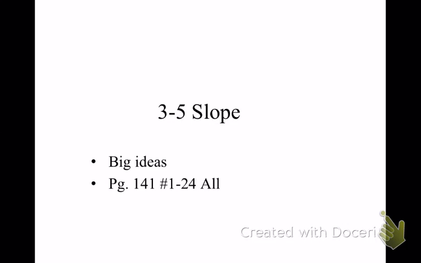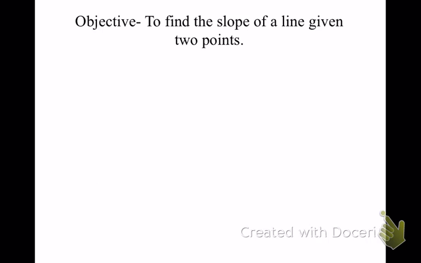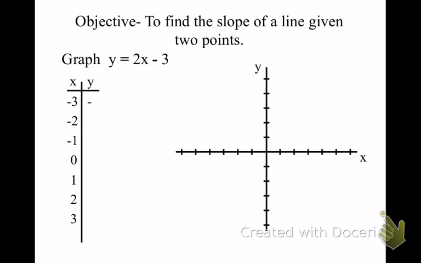This is 3-5 on slope. We're working under the Big Ideas book, page 141, 1 through 24 all. Alright, so let's get started.